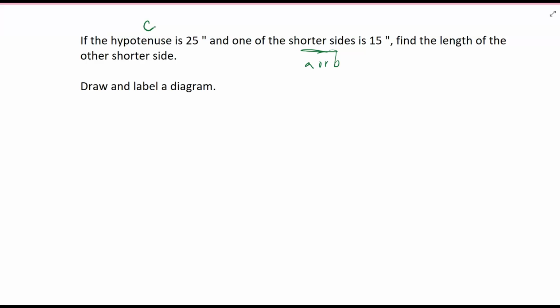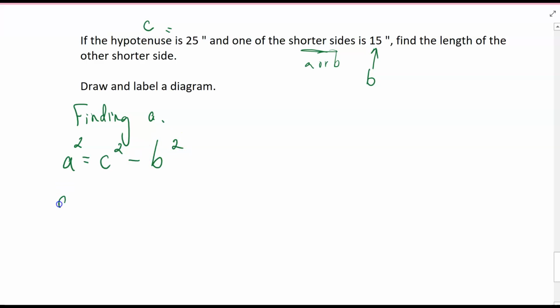Pause the video. All right, so say we are finding A. That means this shorter side we will call B. This is definitely C. So finding A, A squared is equal to C squared minus B squared. A squared is equal to, C is 25, so 25 squared, subtract, B is 15, 15 squared.